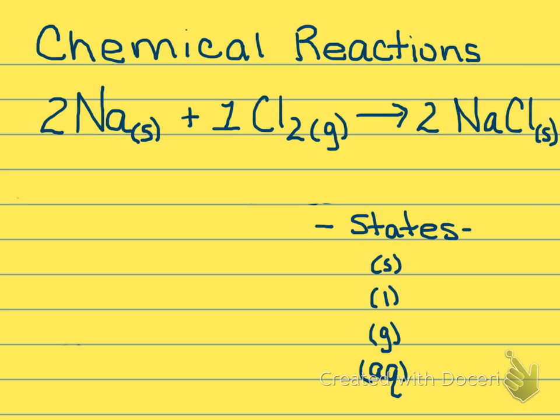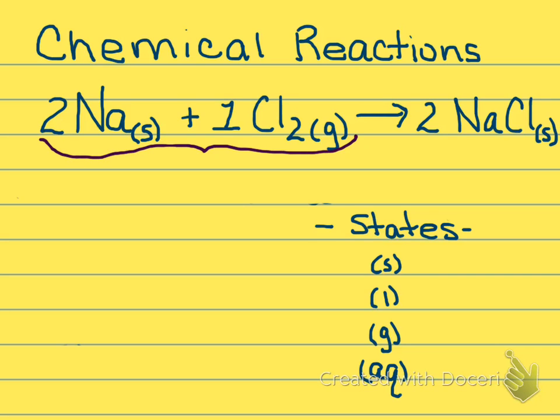We're going to be talking a lot about chemical reactions. As you can see here, I have a chemical reaction. Sodium plus chlorine reacts to give us sodium chloride. In this reaction, we need to be able to identify each of the parts of the chemical equation. And to do that, we have names for each part.